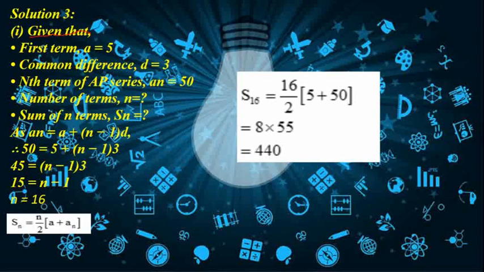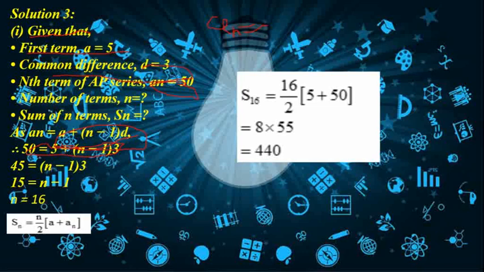So given that the first term is 5 and the common difference is 3, and we know that the nth term of the series is 50, so we need to find n and Sn. Before going, as we know, the formula for the nth term of the series is an is equal to a plus n minus 1 into d. So what is the formula? a plus n minus 1 into d. So substitute the known values in the formula.